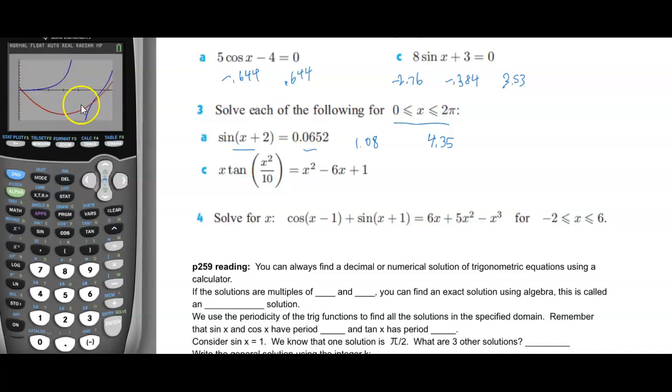Okay, so there's two intersections. There's this one and this one, right? So we're going to do second calc intersect, which is number 5. And then basically, I just move the cursor kind of close, and then I hit enter 3 times, right? First curve, blue, yes. Second curve, red, yes. Guess. I get kind of close to it, and then it says the answer is 0.171.